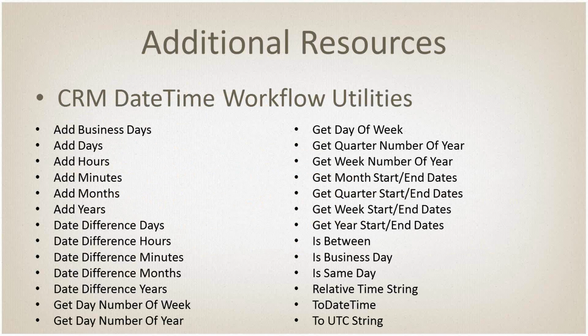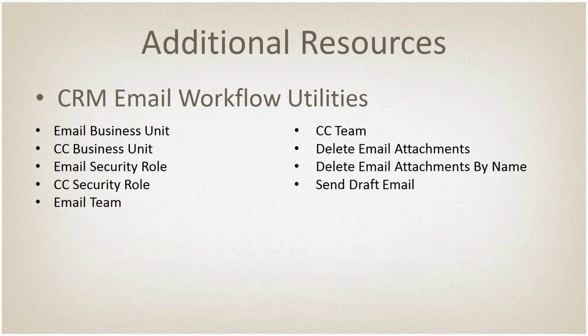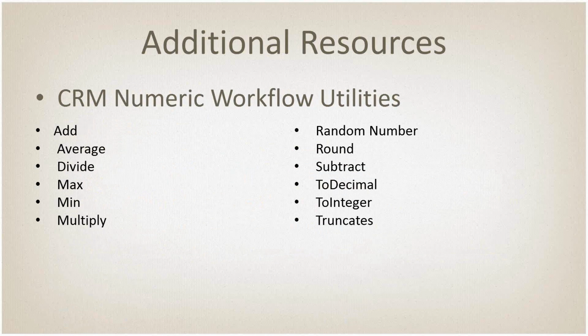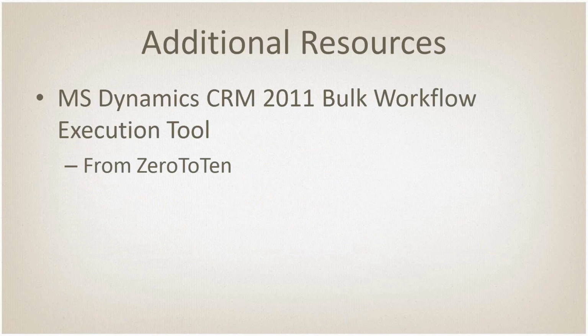He has date time workflows, so working with dates and times, emails, strings, numbers. And then 0 to 10 came up a couple years ago with a tool that was written for CRM 2011, but I think it probably worked with 2013 and above as well. What this allows you to do is to actually apply a workflow against, I think it's a view, and it will actually run the workflow for all of the records in the result set instead of just a few at a time.